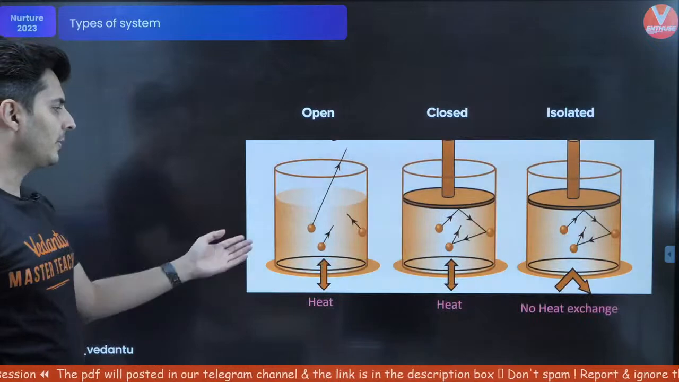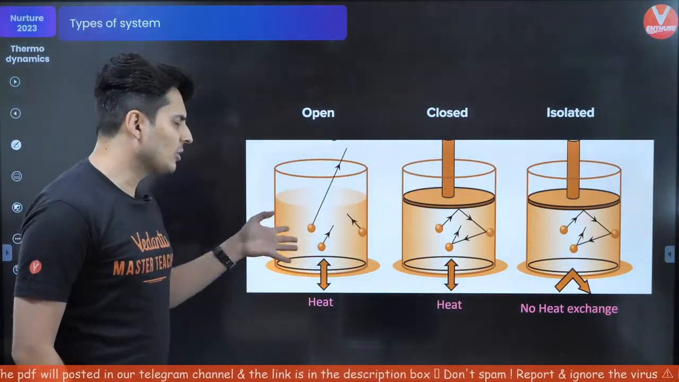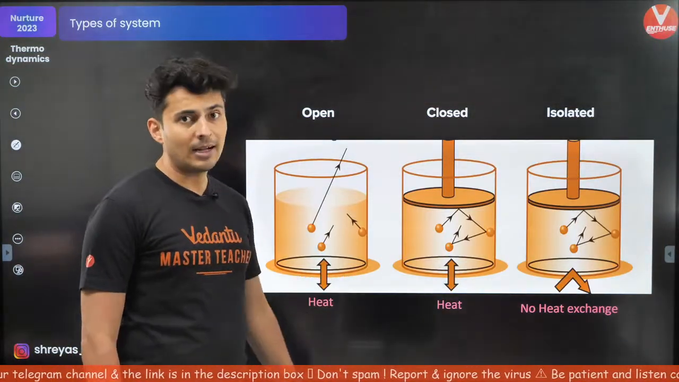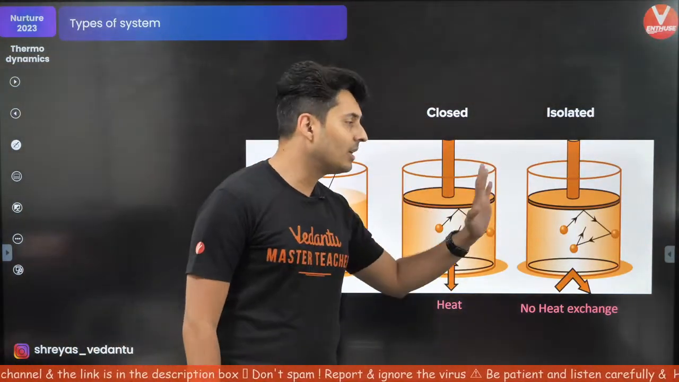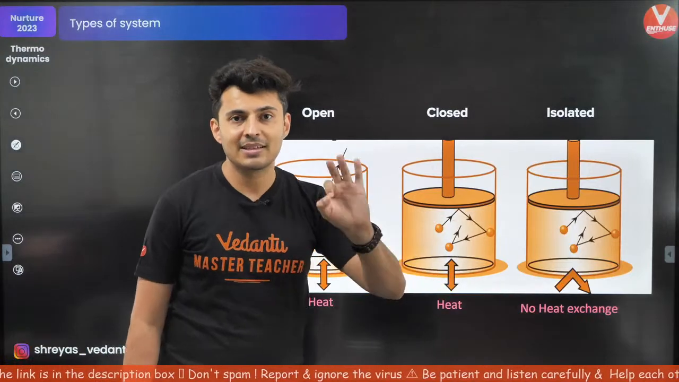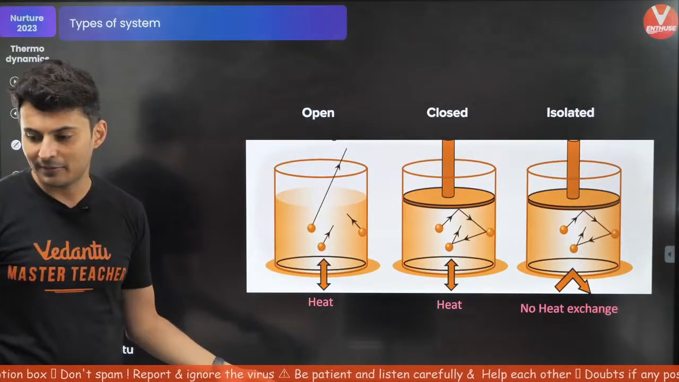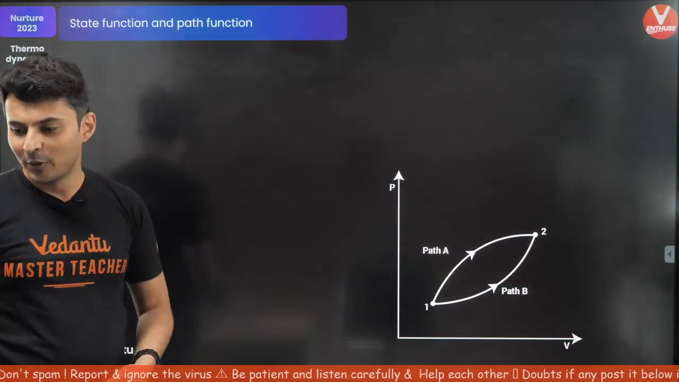Very, very important. So in open, heat can also go in, mass can also go in. In closed, mass cannot go out, but heat can come in and out. Isolated system, neither heat nor the mass can go in or out. Very good. Let's get moving to the next one.